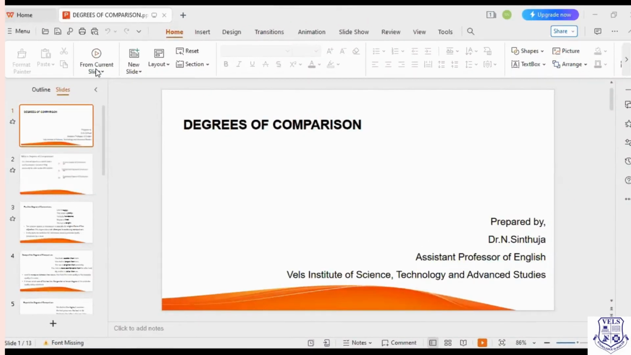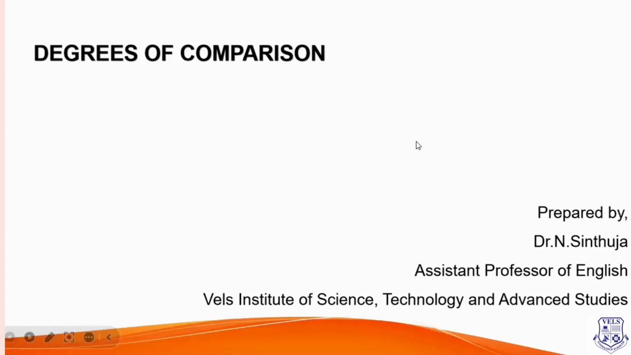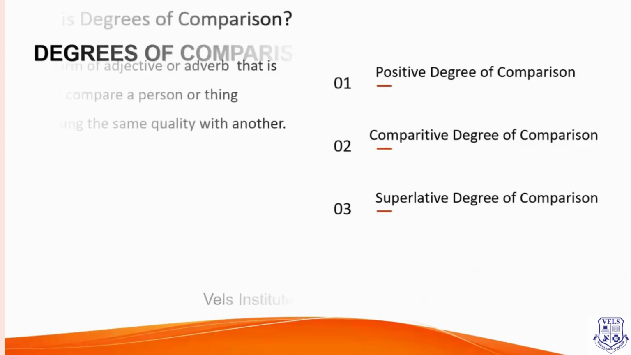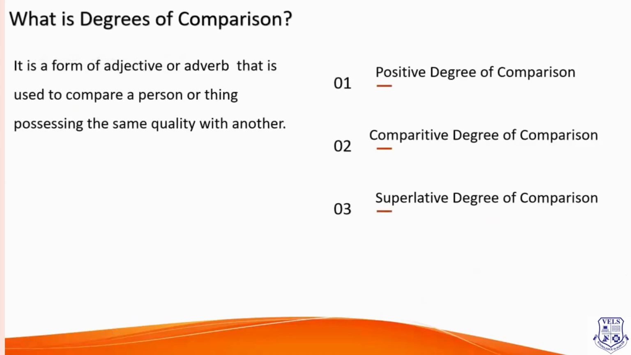I'm going to share a module explaining about the degrees of comparison. Let's see in detail what degrees of comparison is. What do you mean by degrees of comparison? It is nothing but a form of adjective or adverb that is used to compare a person or thing possessing the same quality with one another.